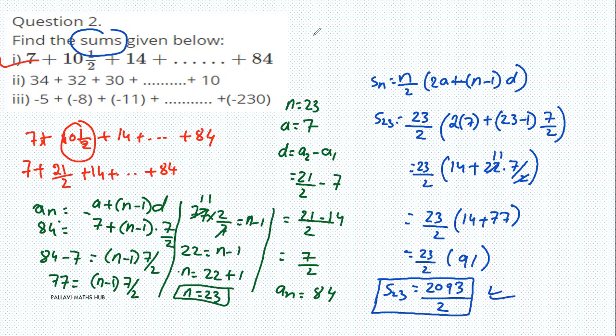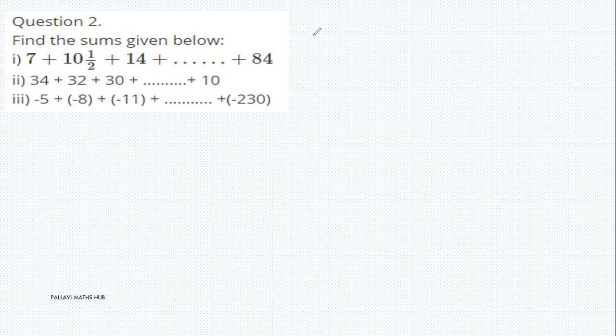Next question. Second question is 34 plus 32 plus 30 plus ... plus 10. Same method you need to follow.